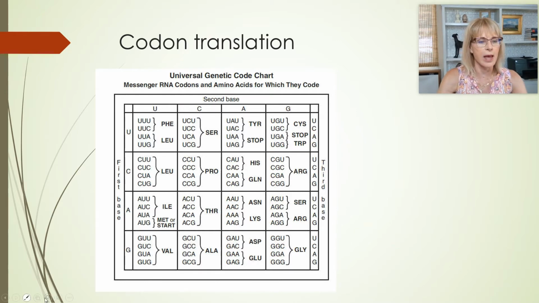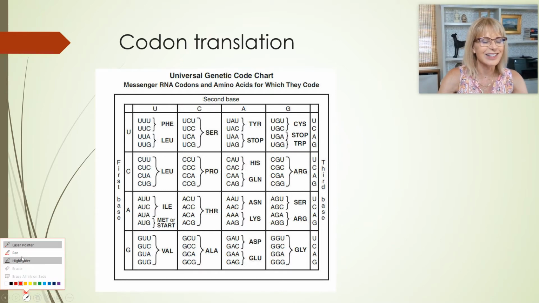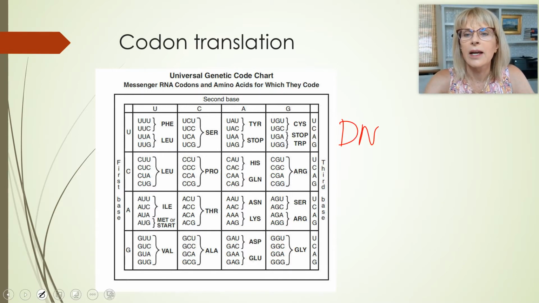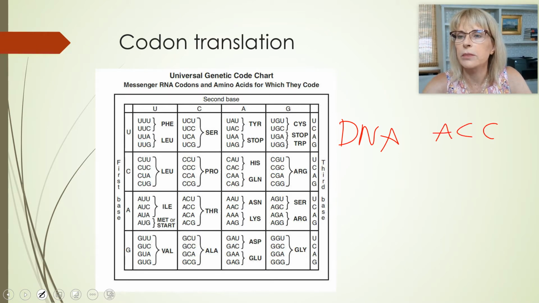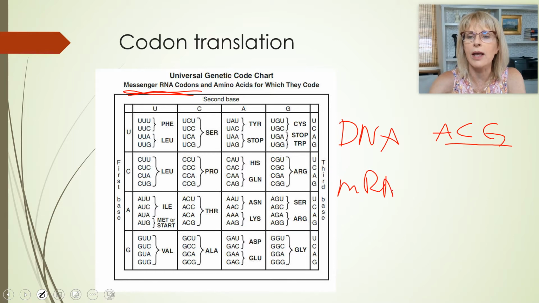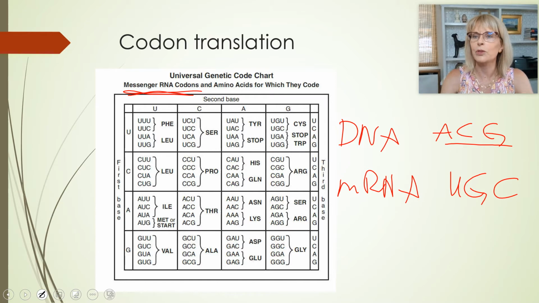So let's just imagine that I have given you the DNA, and the DNA is going to be ATC. Oops, it's not. Evidently, it's going to be ACG. Oh, I hope that means something. All right, so now you can't find ACG over there. Well, okay, you can find it, but this is not a DNA codon chart. So if I give you DNA, the first thing you have to do is transcribe the DNA into messenger RNA. So what would the messenger RNA be? It would be UGC. Great.